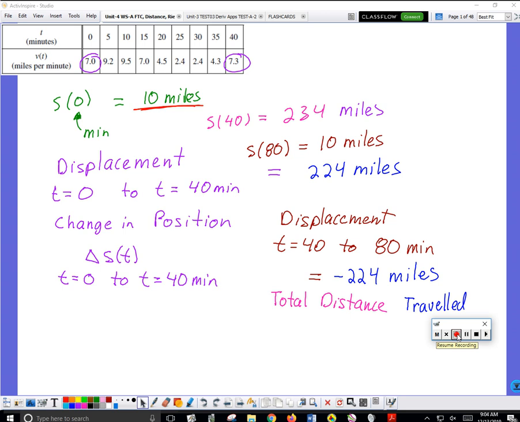Okay, last time we discussed that S of 0 means the position of the object, plane, whatever, at time equals 0, correct? We talked about how to find displacement using two different positions. We made sure you understood that displacement could be both positive and negative. We talked about how distance traveled is different. Displacement only depends on where am I versus where am I now versus where am I going to be. That's displacement. And distance traveled depends on the path.